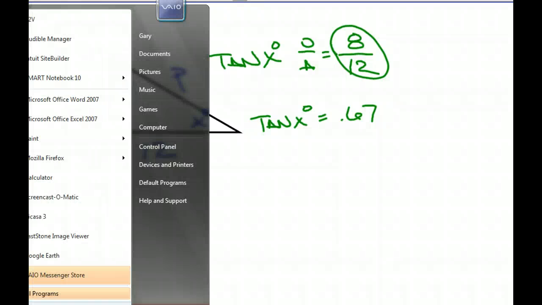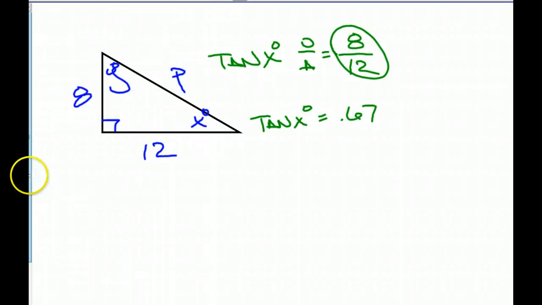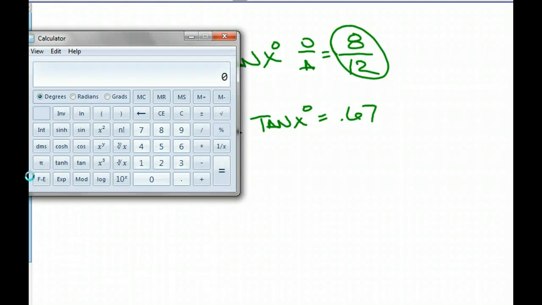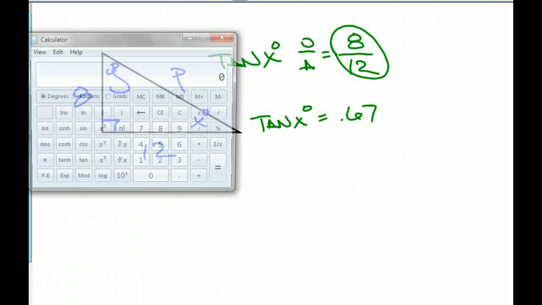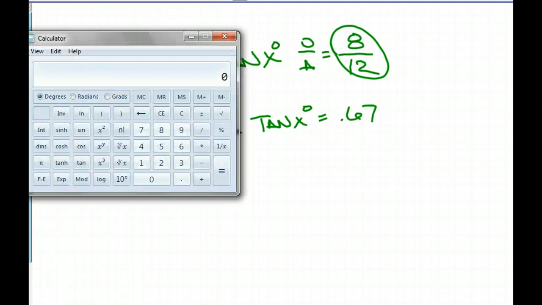All right, so I'm getting two different answers here. I needed arctan. So we should do 0.67 inverse tan. What'd you get? 33.69. That's what I got. That is right.